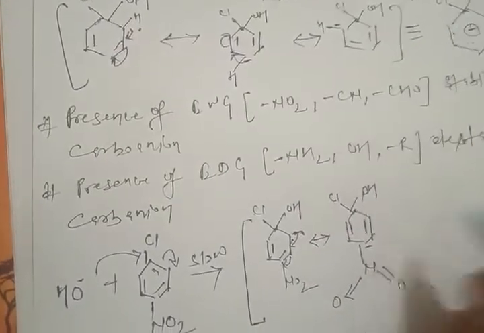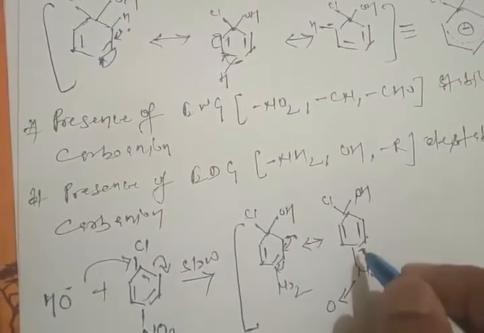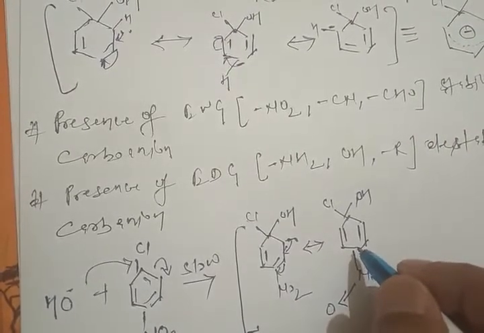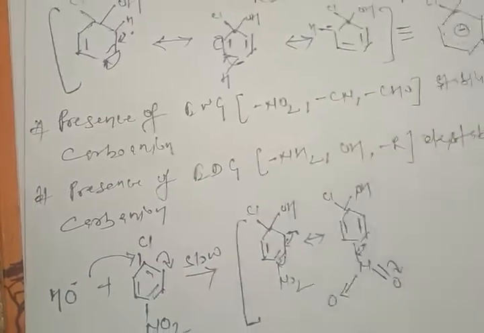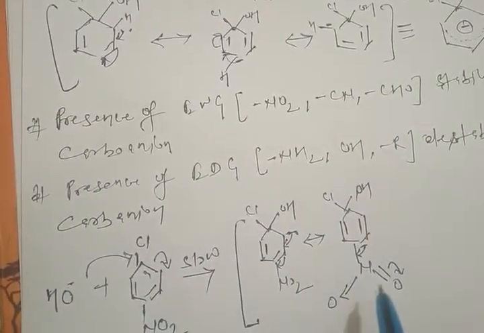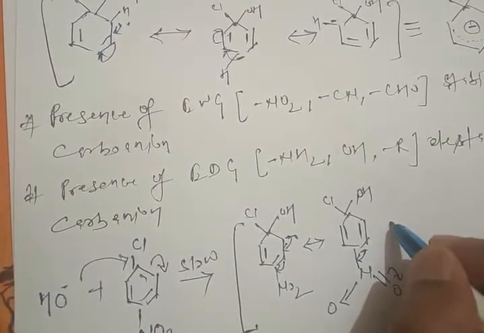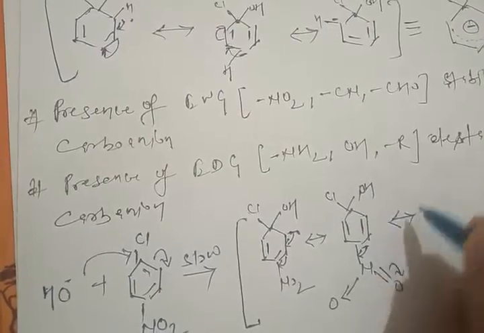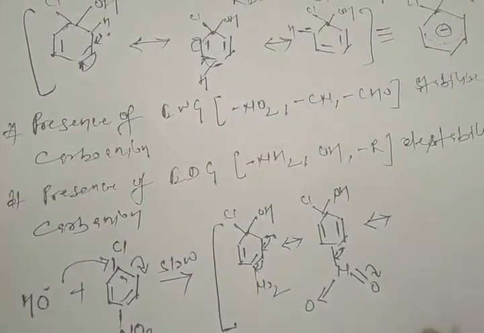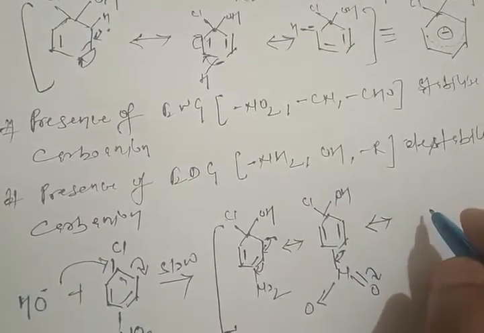Whenever there is an addition elimination reaction mechanism, you have to follow this mechanism. Now this negative charge will move to this. So this is the difference, because the presence of NO2 will certainly give additional stability. So what will happen in this case?